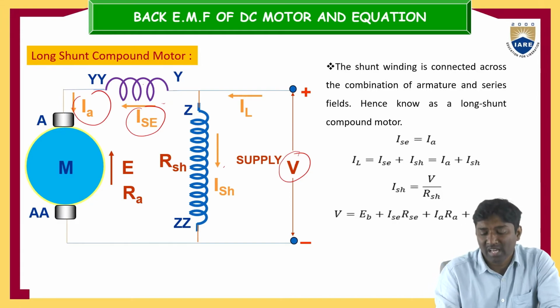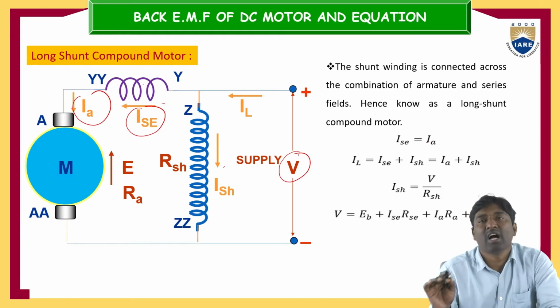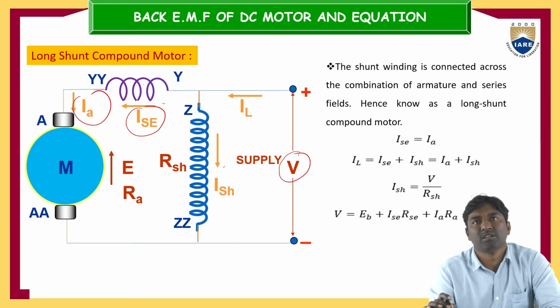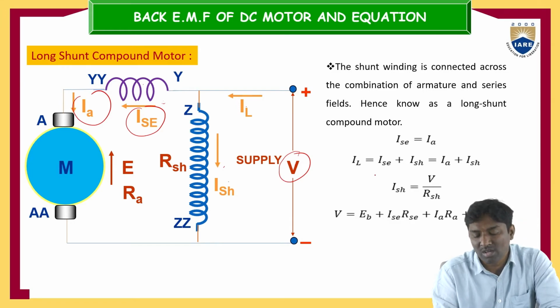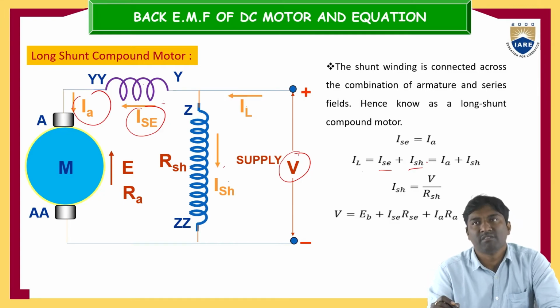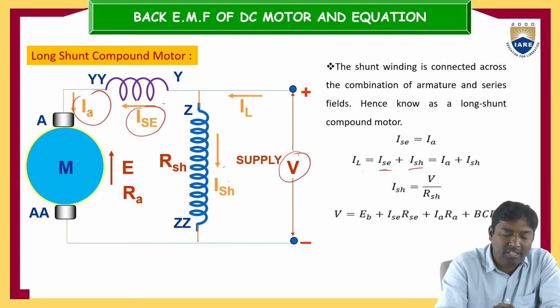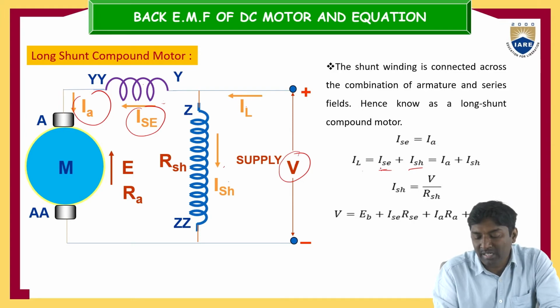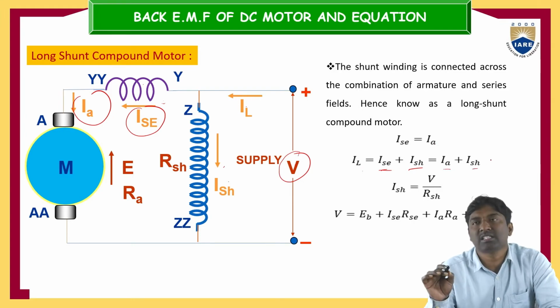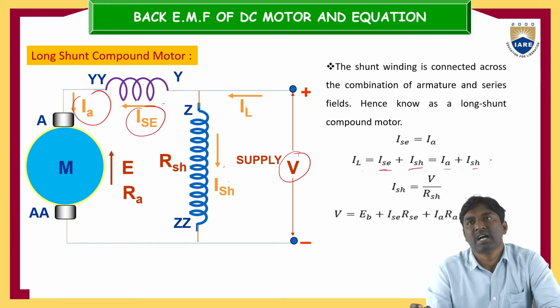Series. That's why ISC is equal to IA. So now, what can you write? IL is equal to ISH plus ISC. Where ISC is equal to IA. So can I write now IL is equal to IA plus ISH? I am writing IA plus ISH.